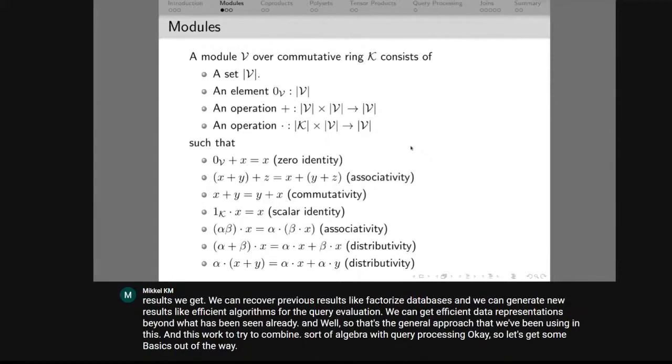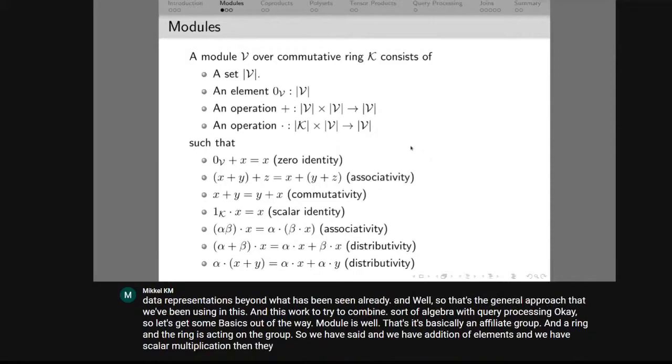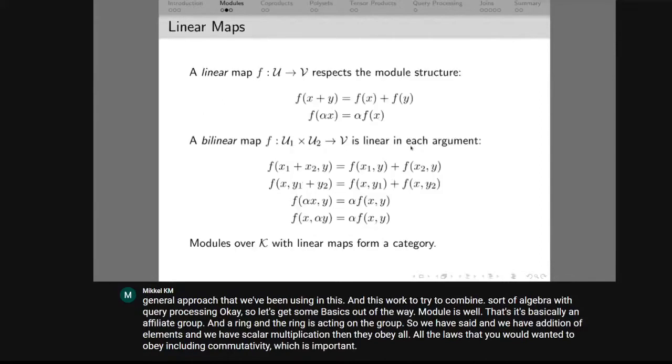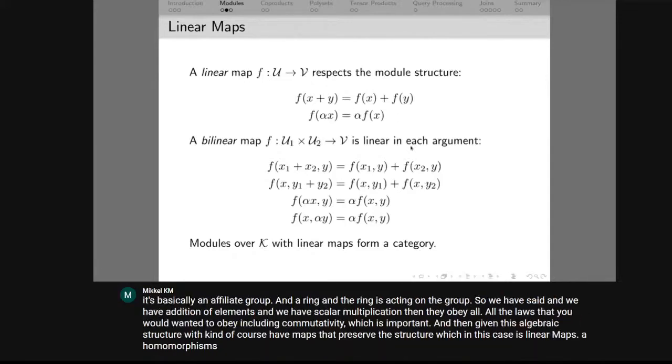A module is basically an abelian group and a ring, and the ring is acting on the group. So we have a set, and we have addition of elements, and we have scalar multiplication. And then they obey all the laws that you would want it to obey, including commutativity, which is important. And then given this algebraic structure, we can of course have maps that preserve the structure, which in this case is linear maps, or homomorphisms.